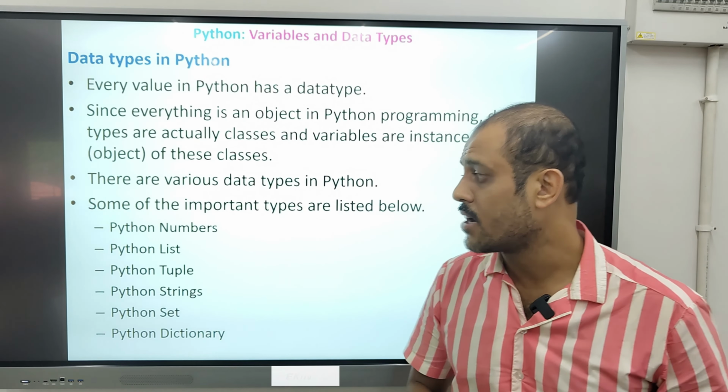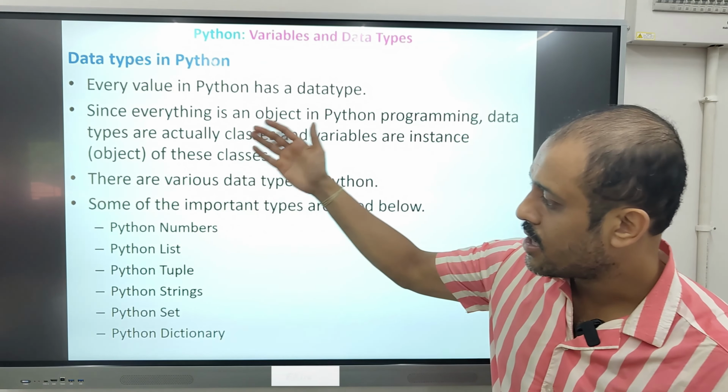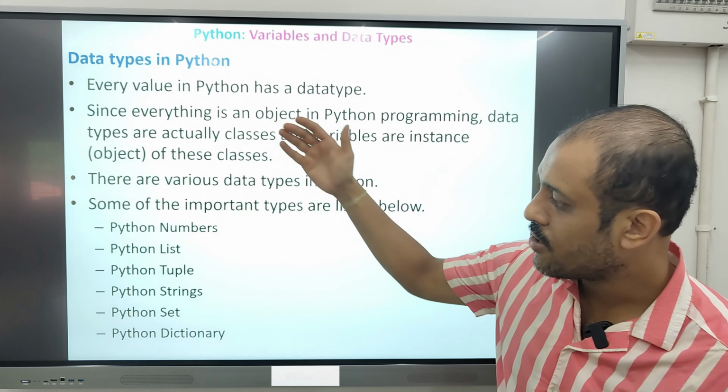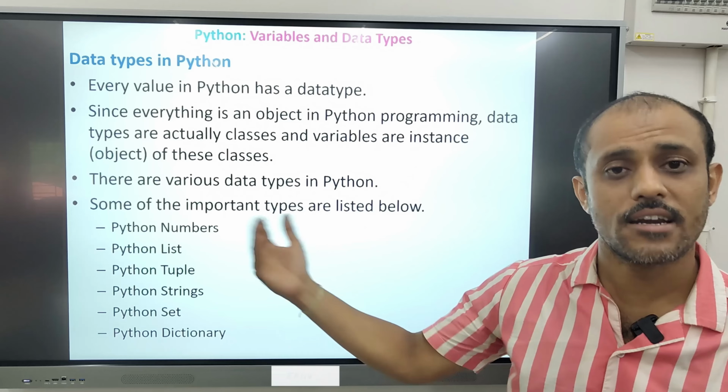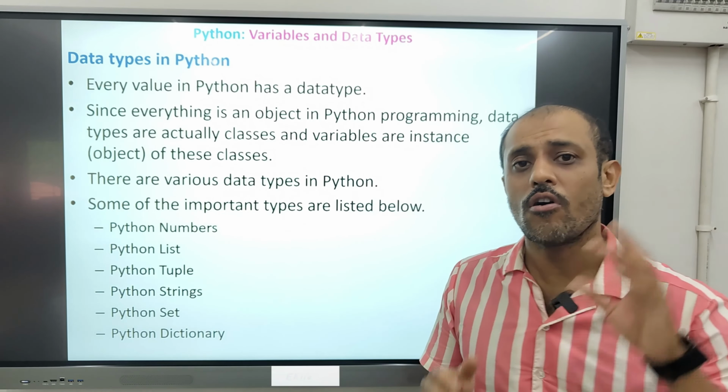Now, coming to the main part, what are the data types in Python? Some of the important data types are listed here. You can see Python numbers, Python list, Python tuple, Python string, Python set, Python dictionary. You will find a lecture note on each and every topic in the later classes. But for this time, I'll just give you an overview of each of these data types. Fine. Now first, let us come to Python numbers.